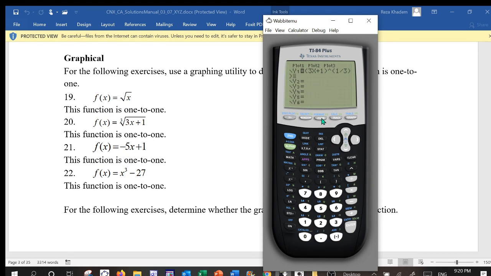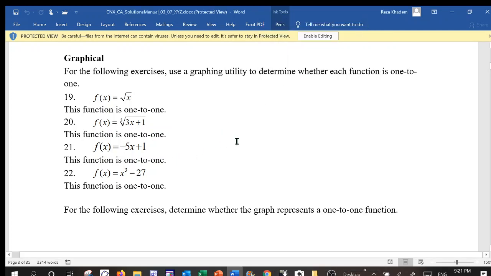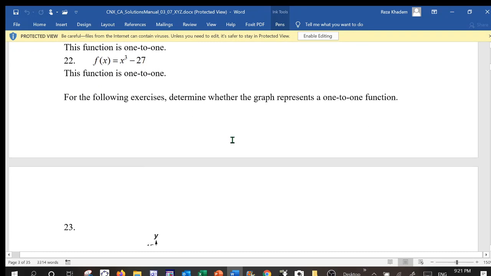And then go to zoom 6 or zoom 4. Oops, I did something wrong here. I put too many parentheses. There you go. So zoom 6. And it looks like it passes the horizontal line test. You see that? It doesn't cross the graph more than once. So we say yes, based on the graph. All right, let's do another one.